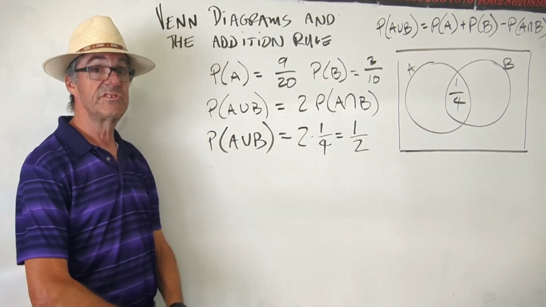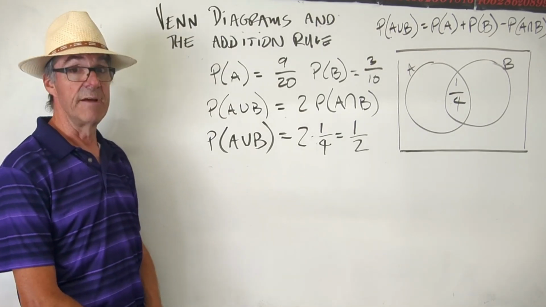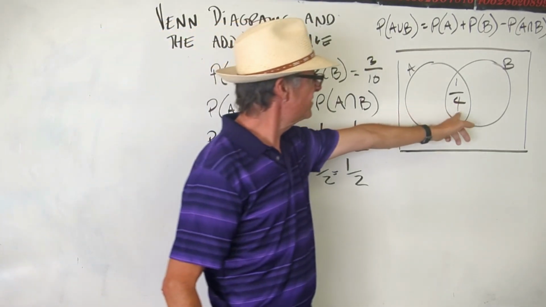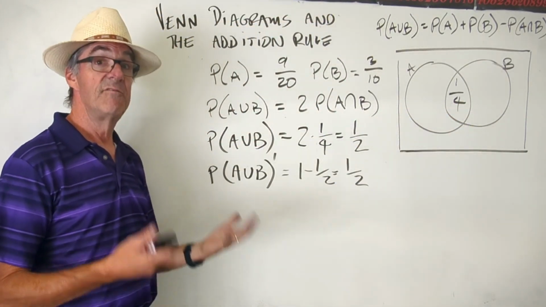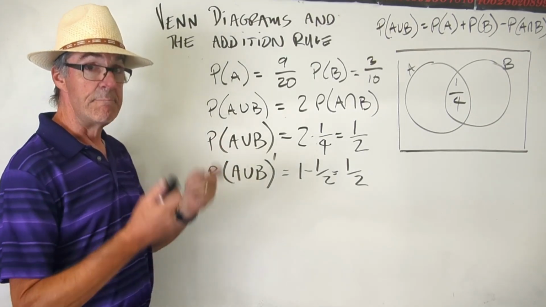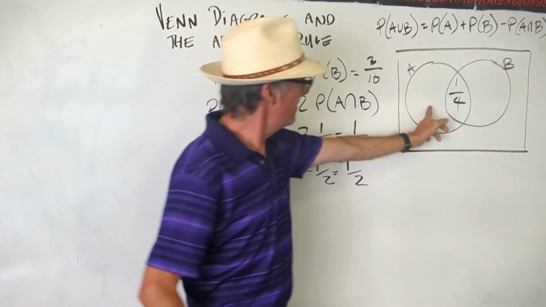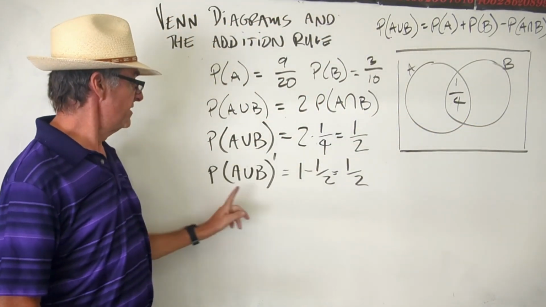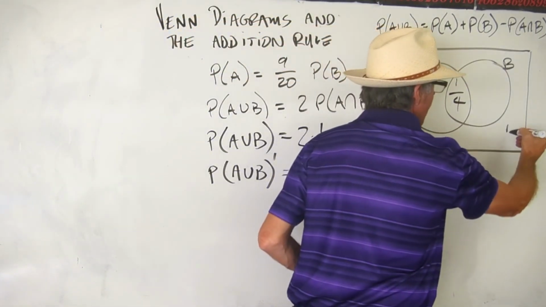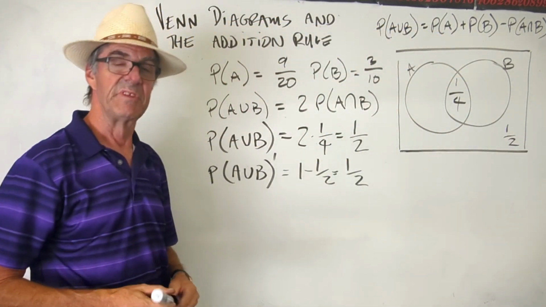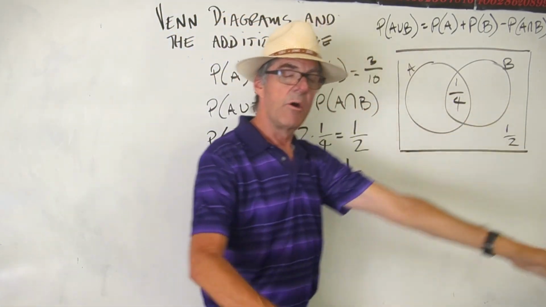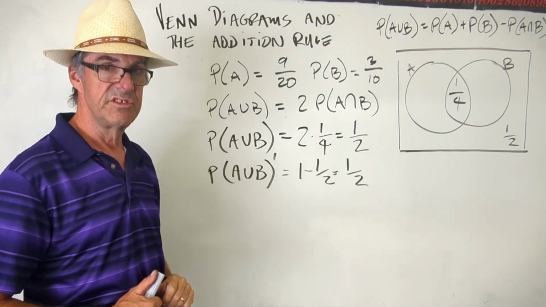But this allows us to put something else right on the diagram. Pause the video, think about what that is. So the union is everything inside the circles. So the complement of the union, meaning everything that's not inside the circles, is 1 minus the union. So if the total of these is 1/2, then that means that the complement is also going to be 1/2 because it's 1 minus 1/2. So we can put 1/2 right there outside. Okay, so now we just have to find the probability of A only and B only. I want you to pause the video and do both those calculations and come back.